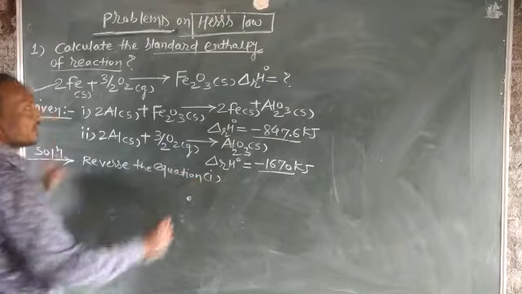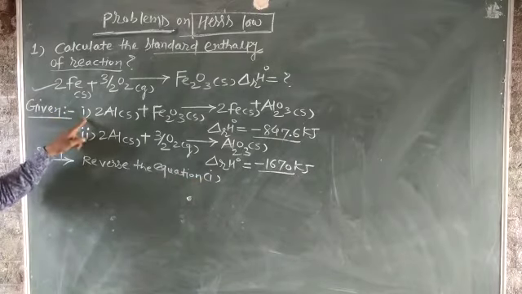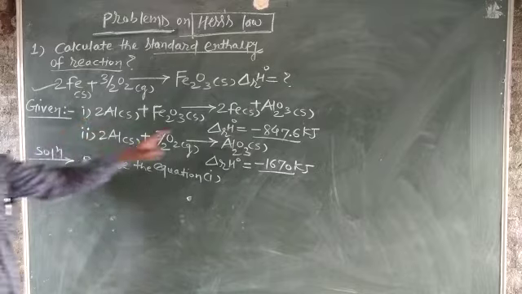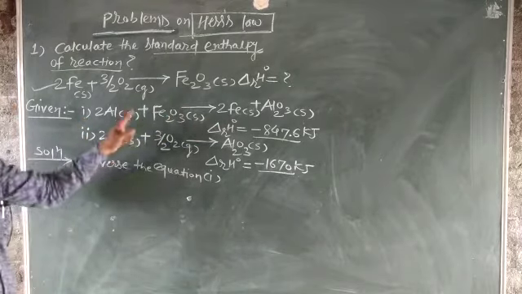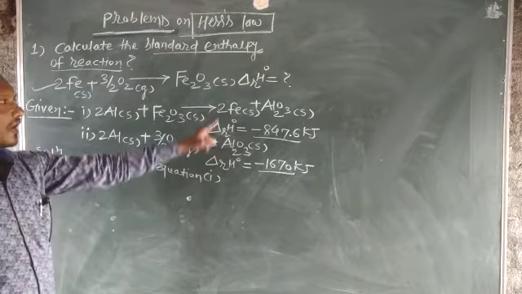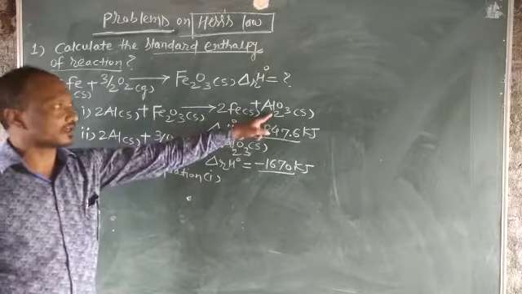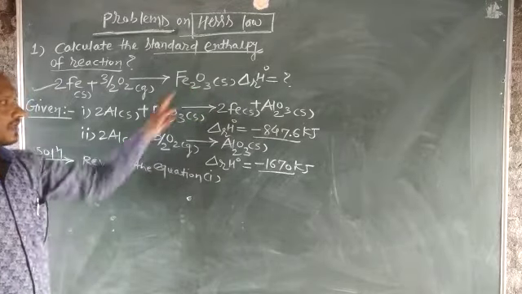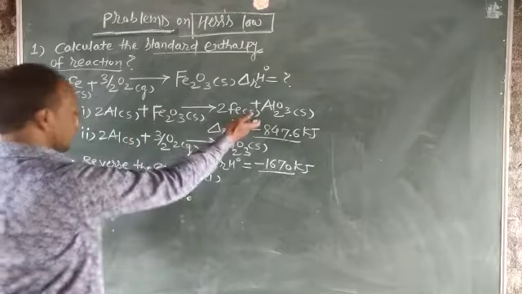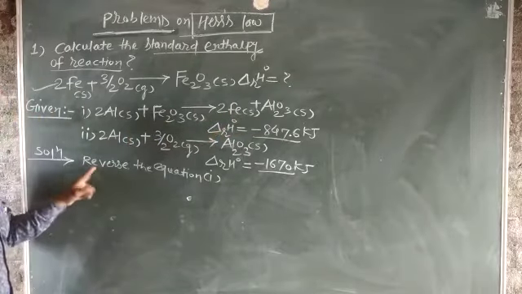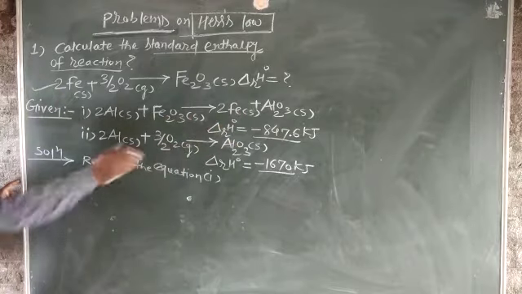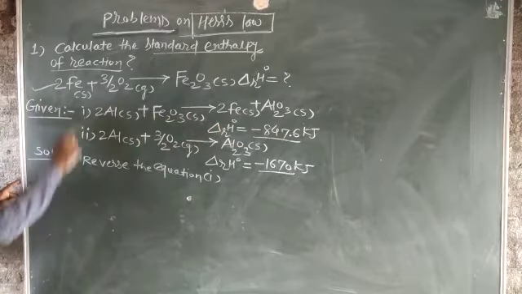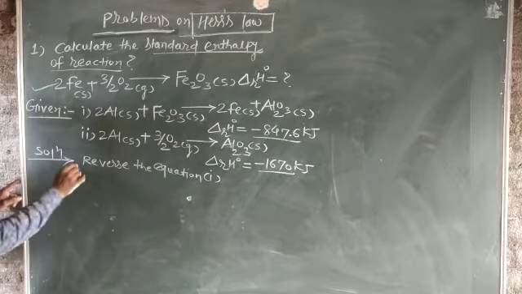Reverse the equation number 1. So what will happen to reverse the equation number 1? If we reverse it, we will get 2Fe. Al2O3 also we will not require. In the product Fe2O3, so this will go this side by reversing. When we reverse it, this Fe2O3 goes this side. Then what will it form? Equation number 1 after reversing, we will get equation number 3.